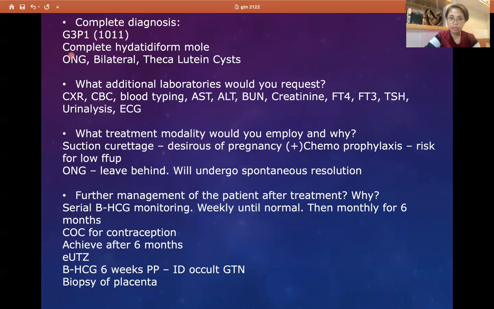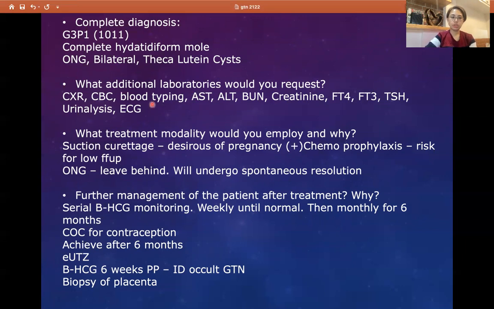We are considering that this is a complete hydatidiform mole because, number 1, of the cystic spaces present in the ultrasound, but there are no fetal tissues noted. Also included in the diagnosis is the ovarian new growth, bilateral. These are thecal lutein cysts by ultrasound. So we can just say ovarian new growth bilateral, probably benign, considering bilateral thecal lutein cyst.